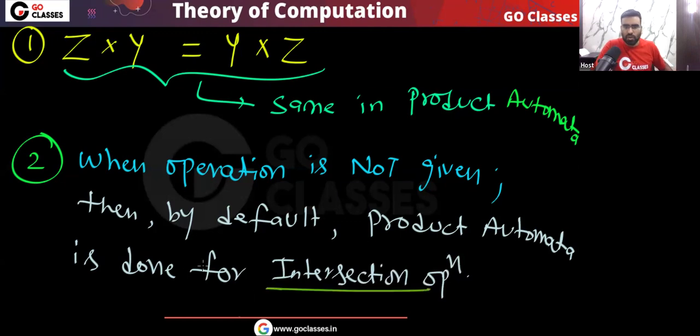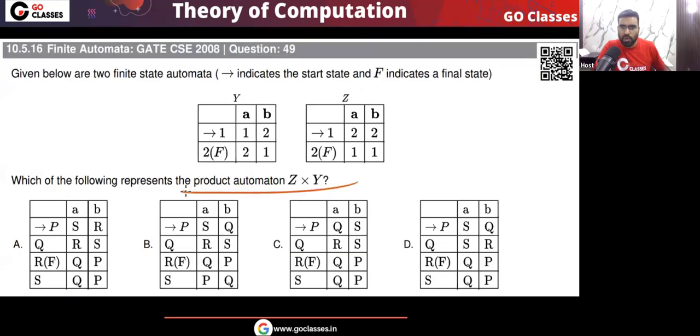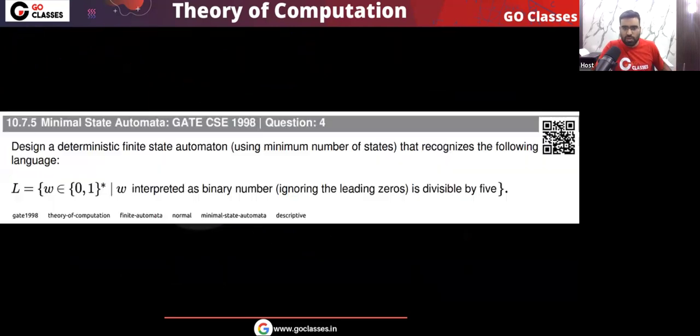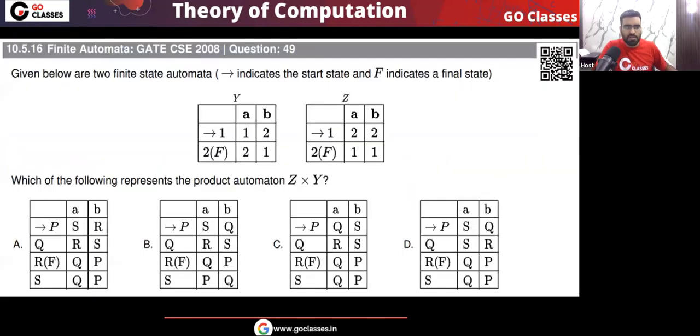So these are the two doubts that many students might have. Sir, what is the operation for product automata? Because we can create product automata for union, intersection, set difference, and many other operations. So what is the operation here? Let me tell you, the default operation is the intersection operation, and Z cross Y is the same as Y cross Z. Now let's solve this question very easily. You can try this question, you can easily solve it.